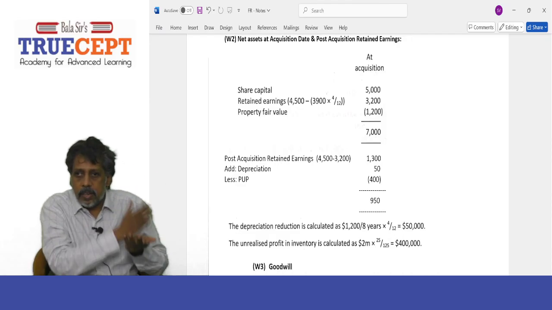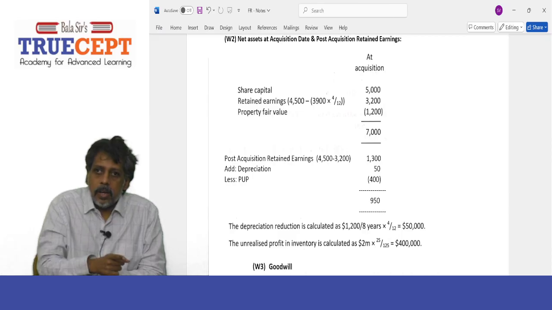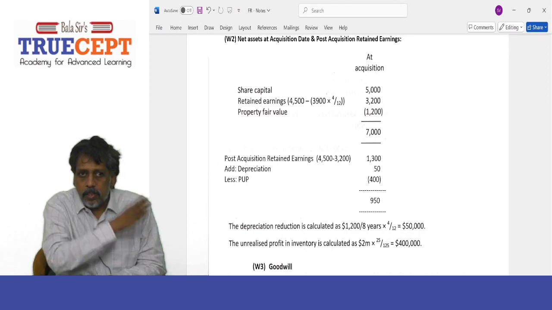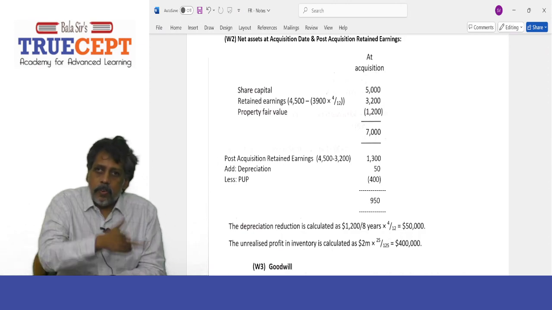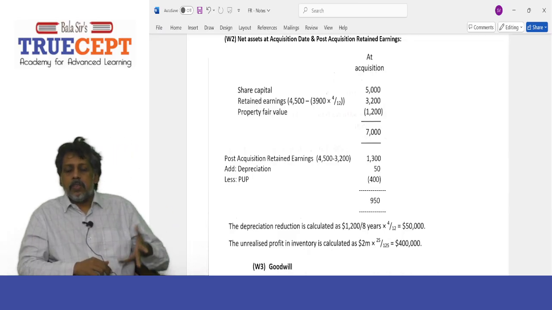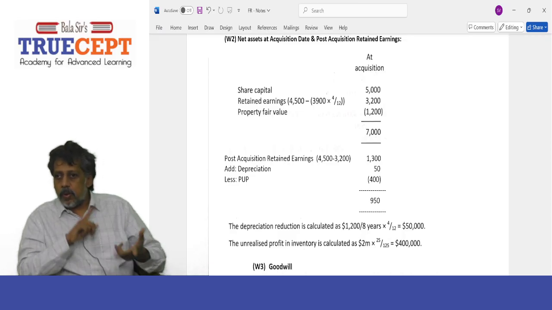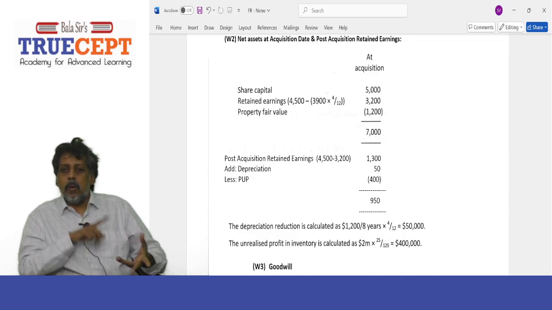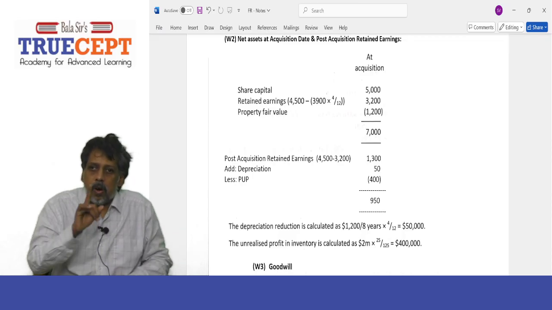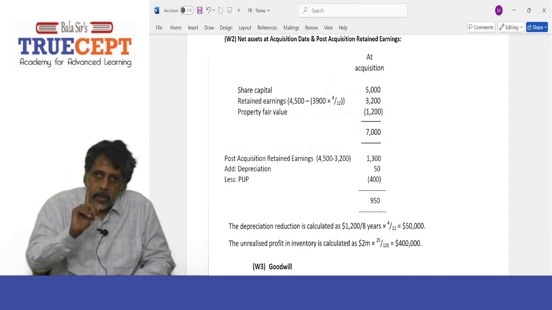The $4,500 includes the profit for the current year of 3,900. Of these, the last 4 months are not pre-acquisition profit, so remove them. What is the 4 months' profit? It is 3,900 into 4 by 12, which is 1,300. You minus it from 4,500. How much do you get? $3,200. Have they shown the working? Yes, sir: 4,500 minus, within brackets, 3,900 into 4 by 12.